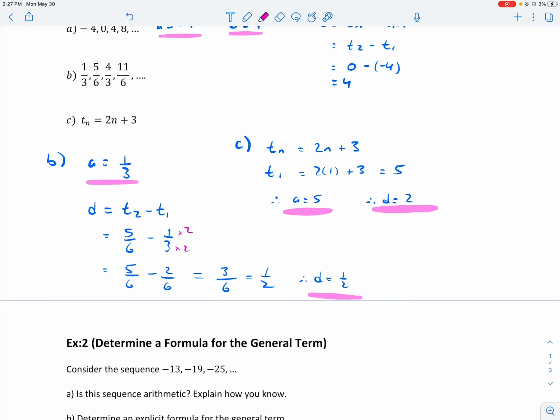If you weren't sure, you could always do d equals t2 minus t1. We already have t1, it's 5. We could just go ahead and find t2 and then substitute that in. So t2 would be equal to 2 times 2 plus 3, so 4 plus 3, that's 7. So I'd have 7 minus 5, which is 2. We can see how we get the same result for d.